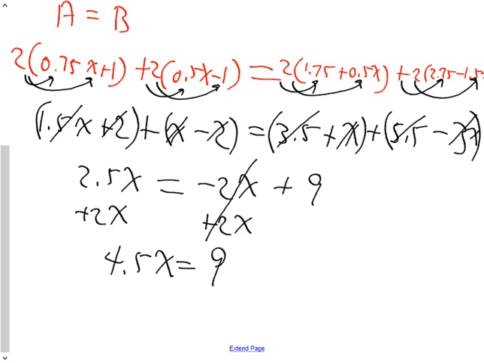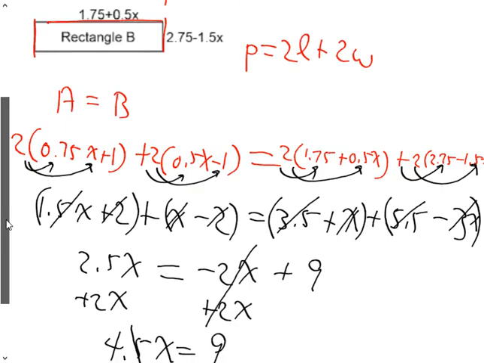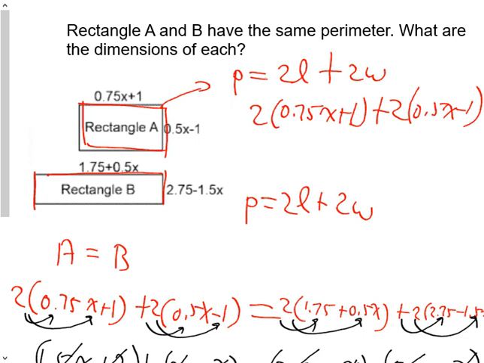Okay? And my final step is to simply divide both sides by my coefficient, and x will equal 2. Now, as complex a question as this is, we're not done yet, because the question actually says, what are the dimensions of each? So all we now know is x equals 2.